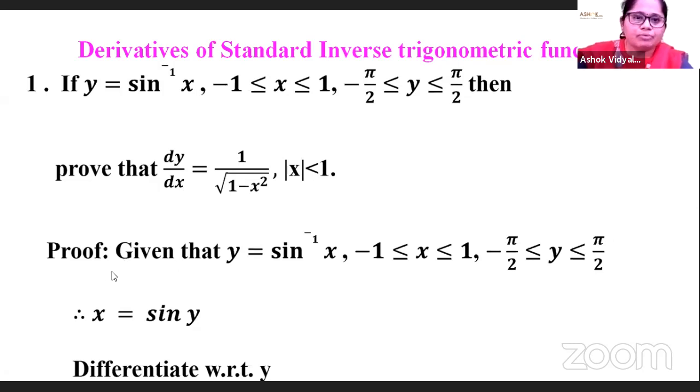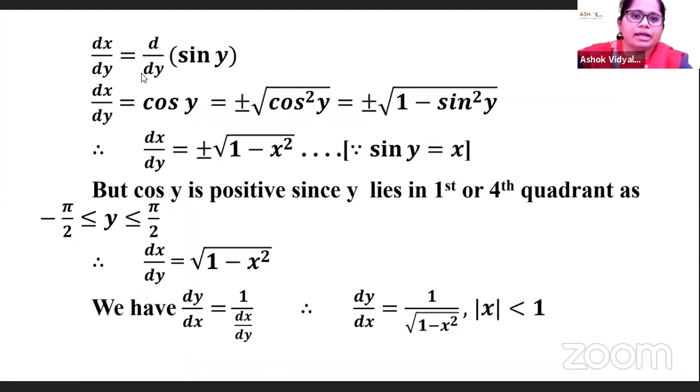Now we will see the proof of this result. The given statement is y is equal to sine inverse x, where x lies between -1 and 1 and y lies between -pi/2 and pi/2. Here y is equal to sine inverse x, so we can express this as x is equal to sine y and differentiate with respect to y. Then dx by dy is the derivative of sine y, which is cos y, and we write this cos y function in the form of x.